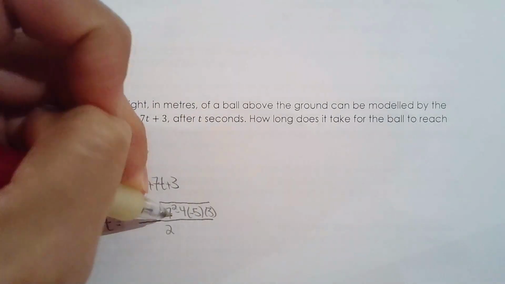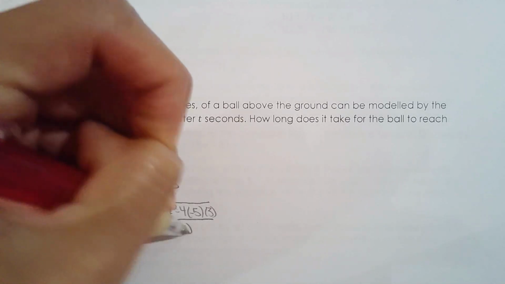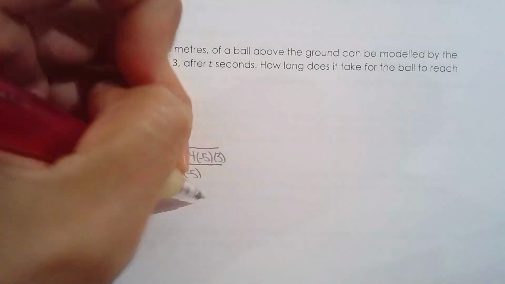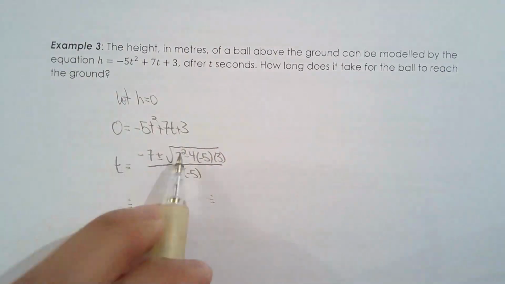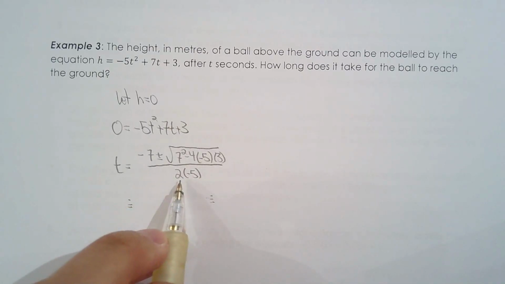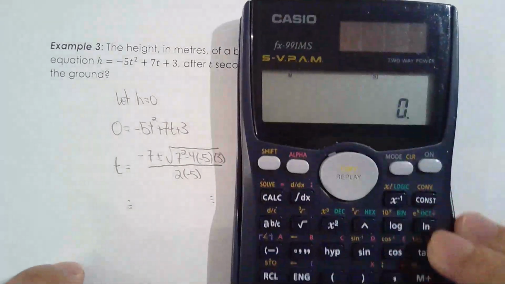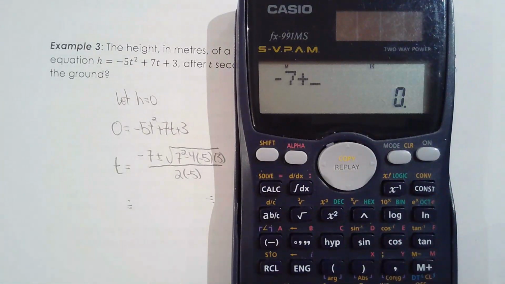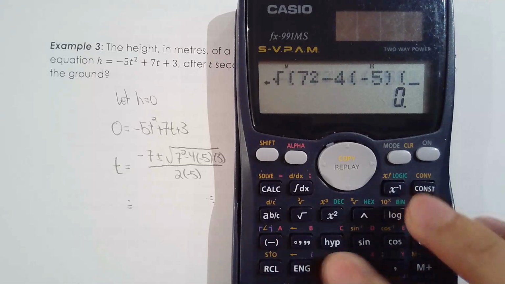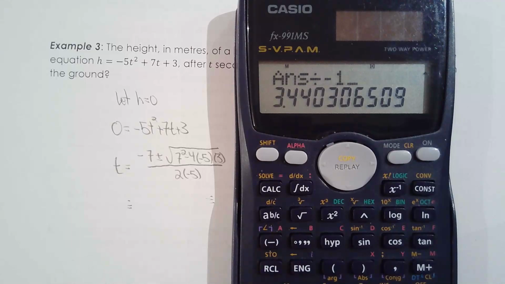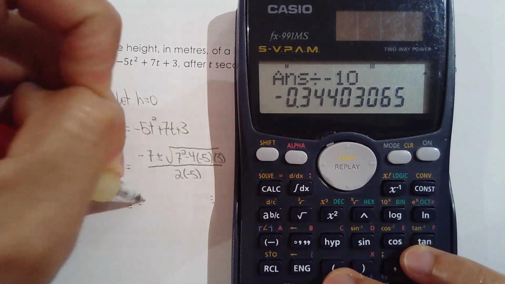Now this time I'm actually going to round it to 2 decimal places. Okay? So you punch this with a plus and then all over negative 10, and then with a minus and then negative 10. So this is how I would do it. So negative 7 plus, be careful, square root of all of that, and then divide by negative 10. So you get negative 0.34.